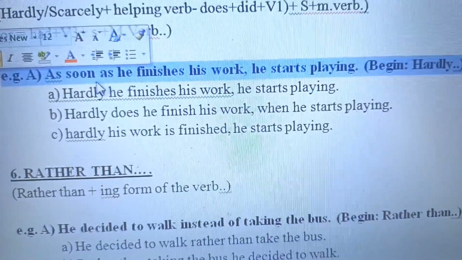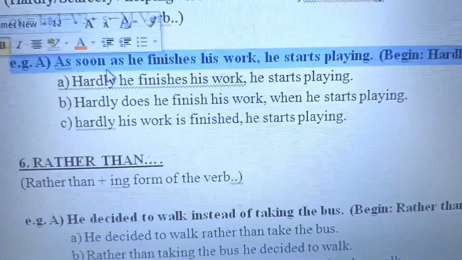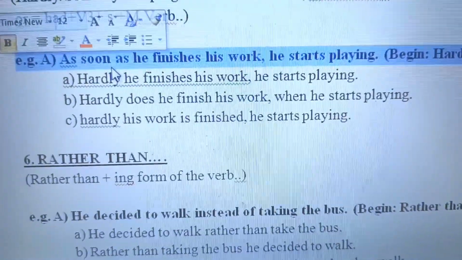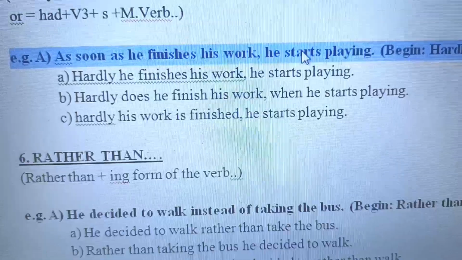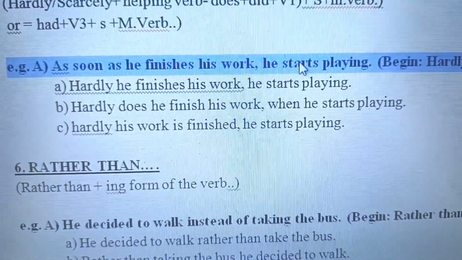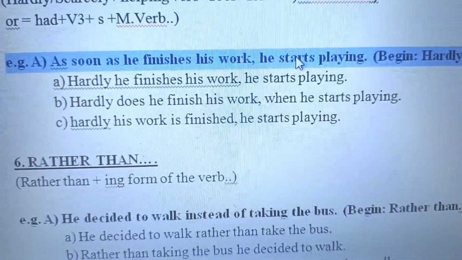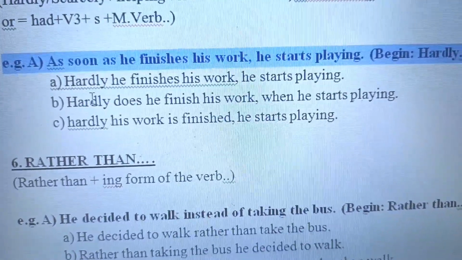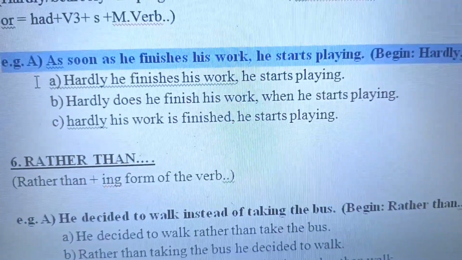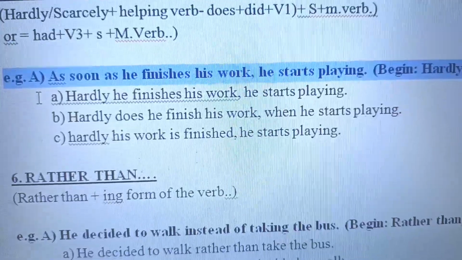Here, as soon as he finishes his work, he finishes is simple present tense, third person singular. And on the other side also, he starts playing, simple present tense. So in that case, you have to follow the same tense. So just see, the options are: A. Hardly he finishes his work, he starts playing.